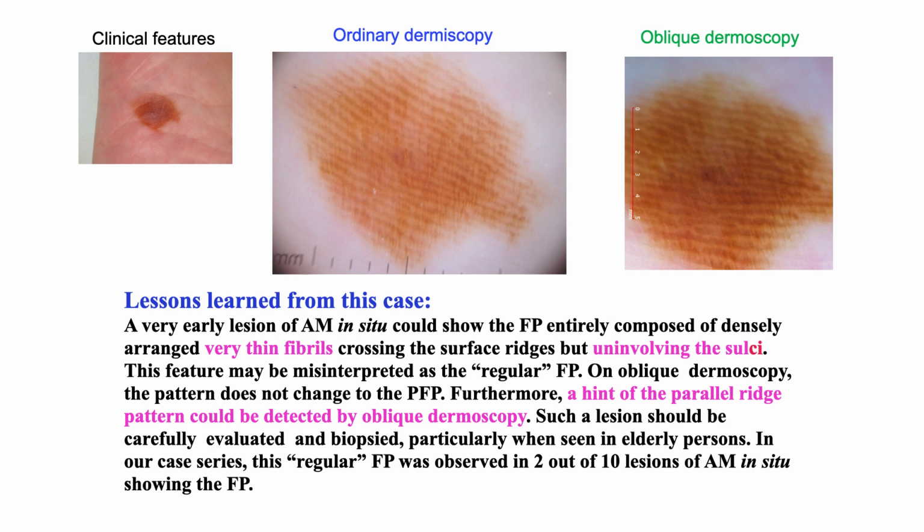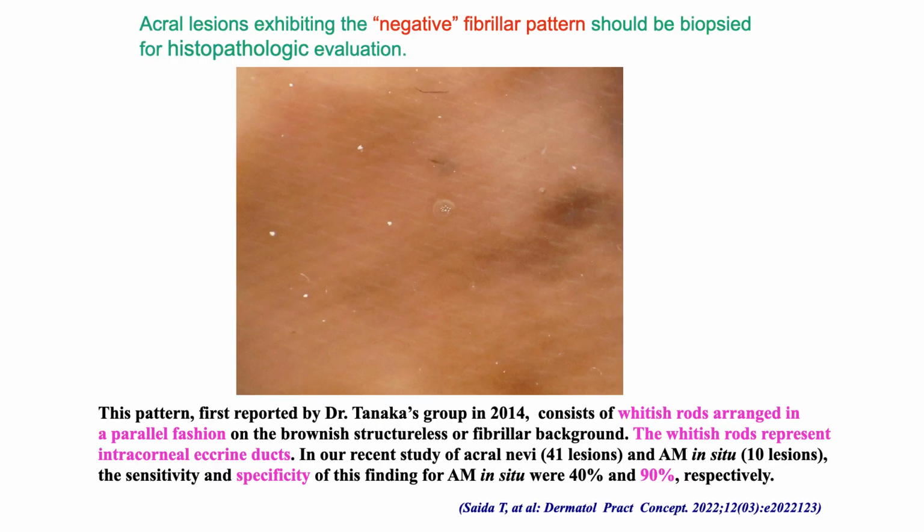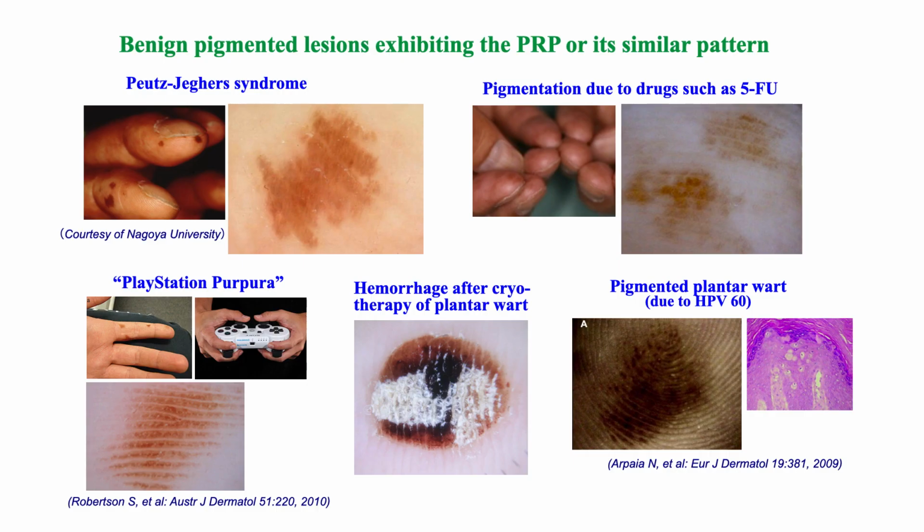Lesions showing such a fibrillar pattern must be carefully evaluated. Another helpful clue to the detection of early acral melanoma is negative fibrillar pattern, originally reported by Dr. Tanaka's group. This pattern consists of white tissue rods arranged in a parallel fashion, which represent intracorneal eccrine ducts. Acral lesions exhibiting these findings should be biopsied.